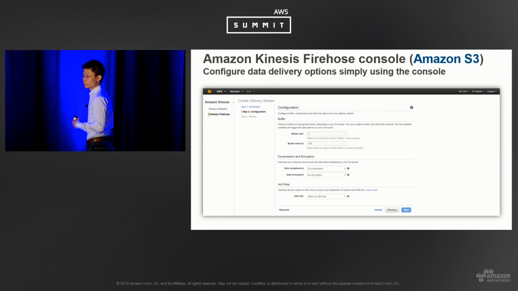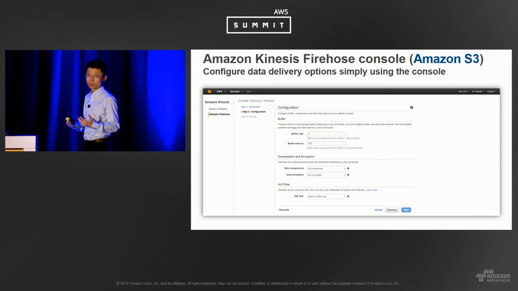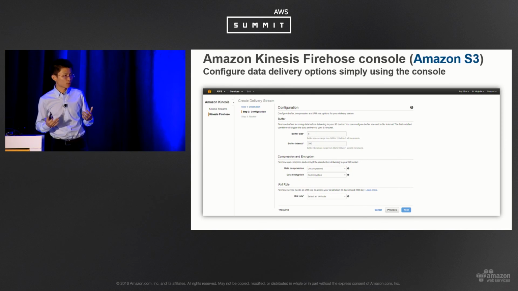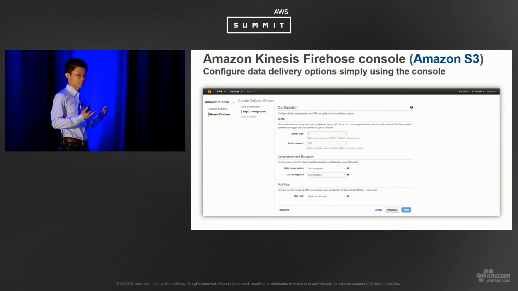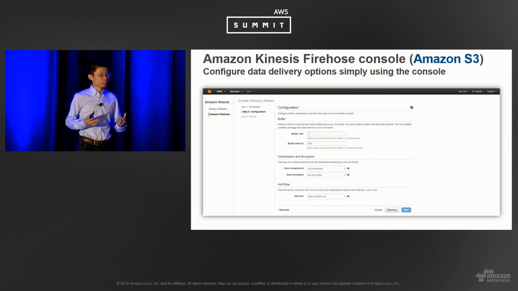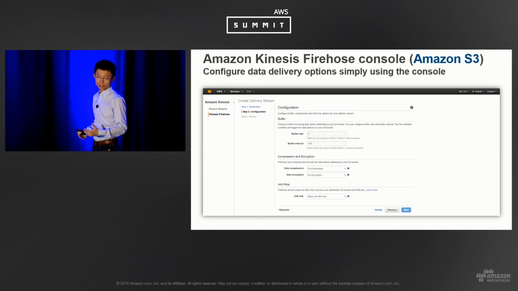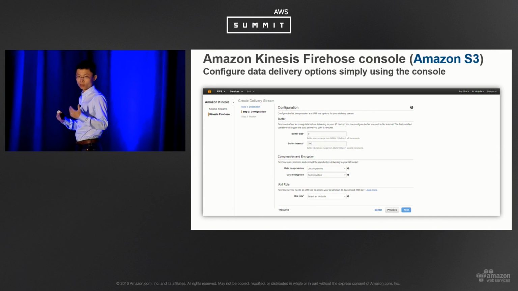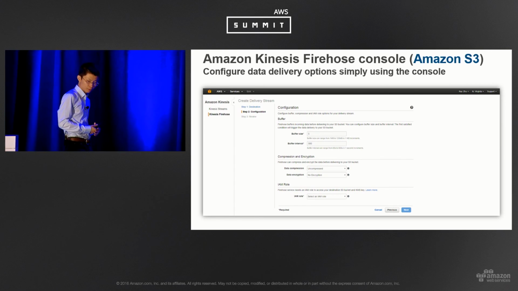Optionally, you can let Firehose compress your data before we send it to S3, or you can configure an encryption option where Firehose will invoke a KMS key that you own for data encryption on the S3 side. And then we have this IAM role for security control, so you explicitly allow Firehose to access your S3 bucket, and no one else within AWS is going to be able to access your S3 bucket other than the Firehose service principal.